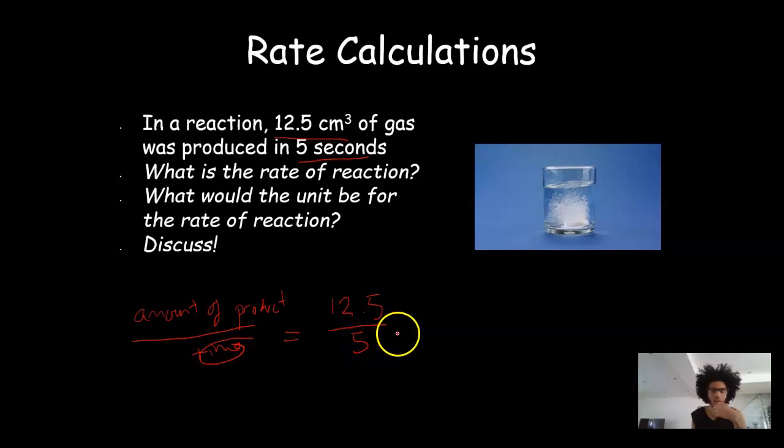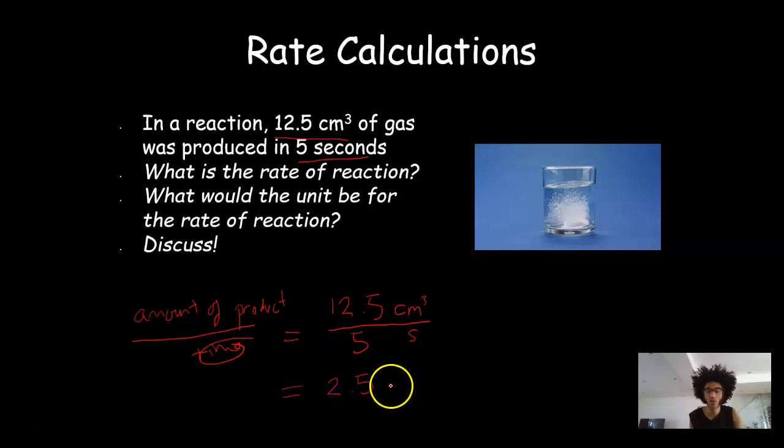Something which you might want to get into the habit of doing, and I find it really useful actually, I haven't been doing it so far, is writing the units here. So it's 12.5 centimeter cubed, and that is divided by 5 seconds. So if you do 12.5 divided by 5, that gives you 2.5. And you still got to work out what the unit is.